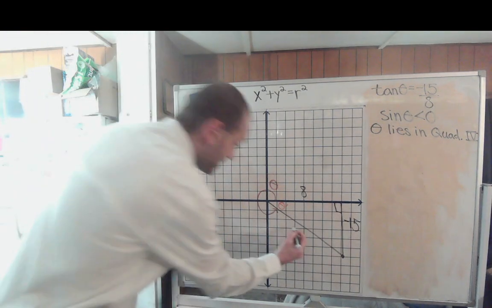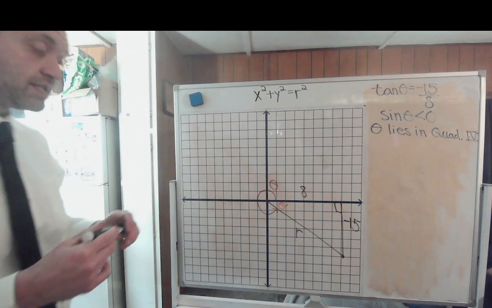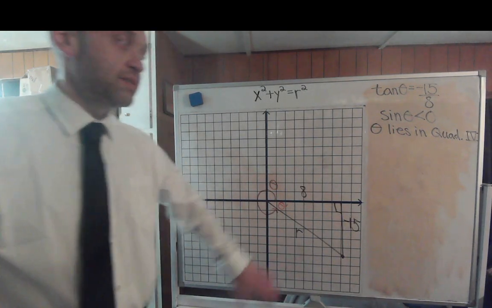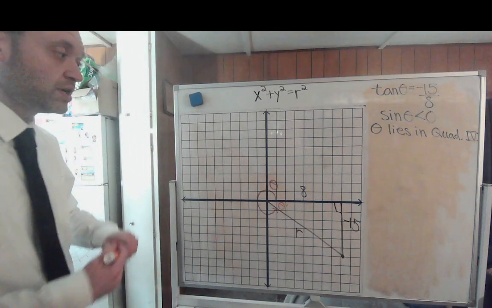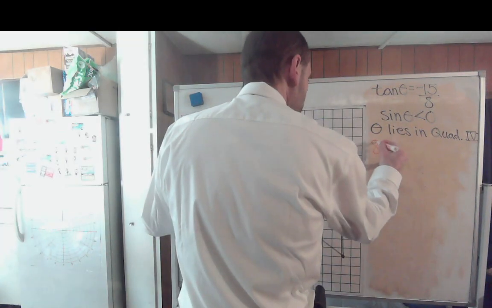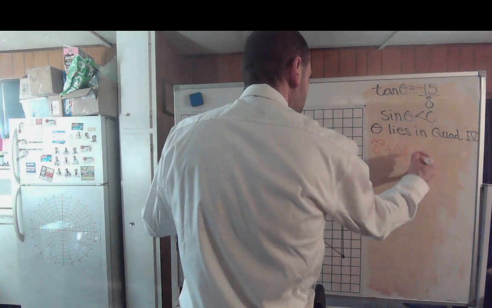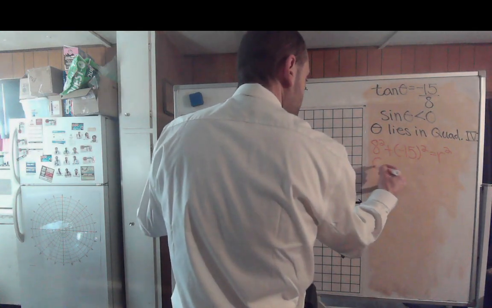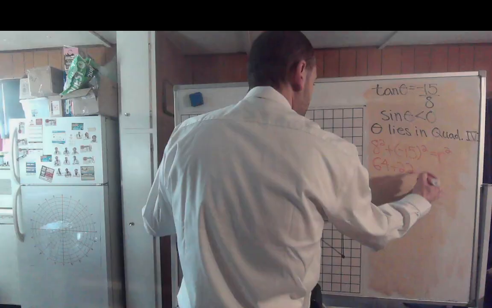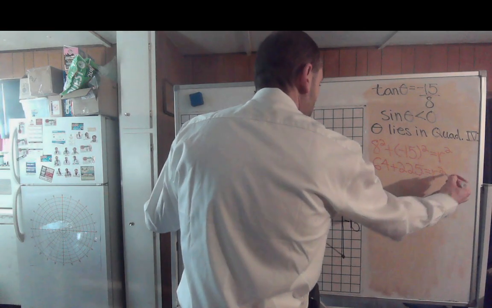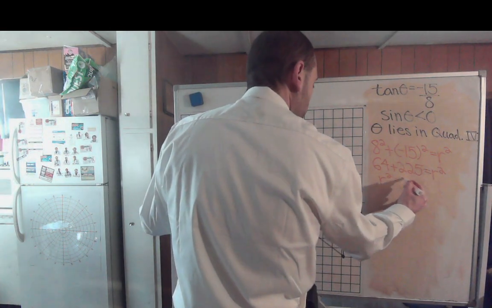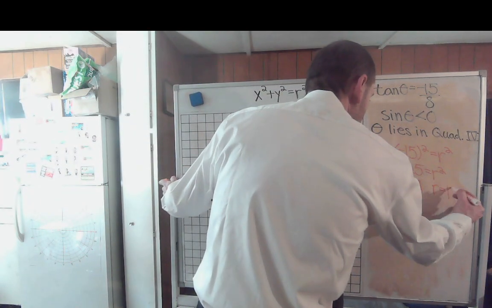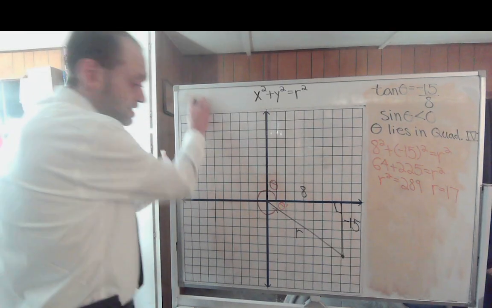We don't know our radius this time. The good news is the radius, no matter what quadrant we're in, is always positive. So all we have to do is find the positive square root. We can take 8 squared plus that negative 15 squared, set that equal to r squared. That gives you 64 plus 225 equals your radius squared, which means your radius squared equals 289. Square root of 289 is 17. So your radius has a length of 17.